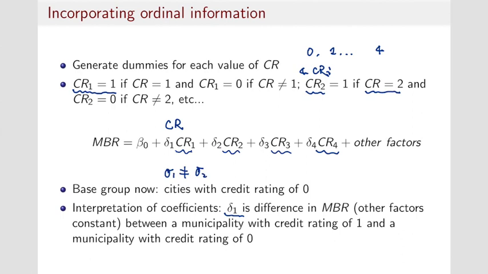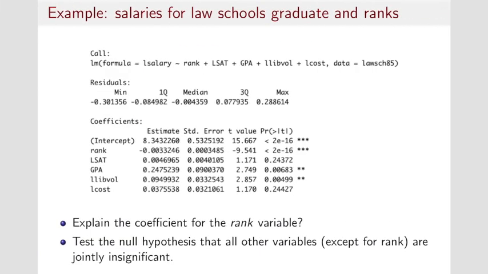The parameter delta 1 does not necessarily equal delta 2. If they are indeed different, it means the marginal effect of the credit rating on the bond interest rate will be different for different ratings. This approach of generating dummies for different values of the ordinal variable can be quite useful.